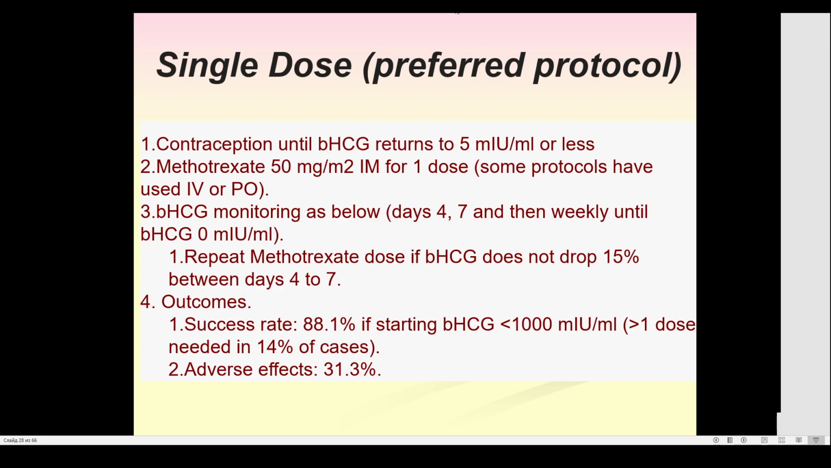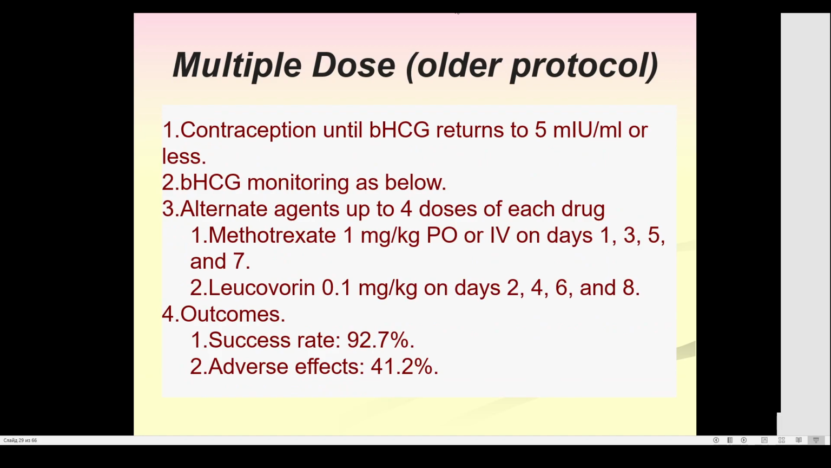When we use single dose, again, same dose, it's 1 mg per kg. And maybe multiple dose, it's when we use methotrexate and leucovorin. I must say that it's all cytostatics. We use it to kill chorion, to kill embryo.